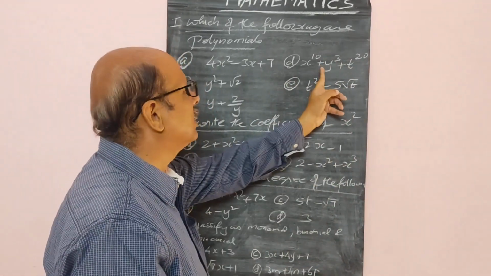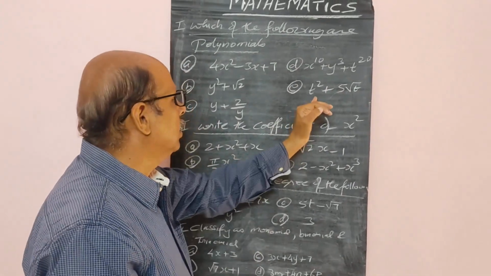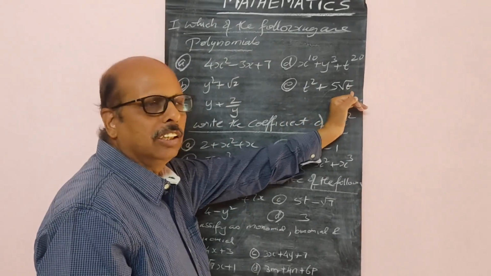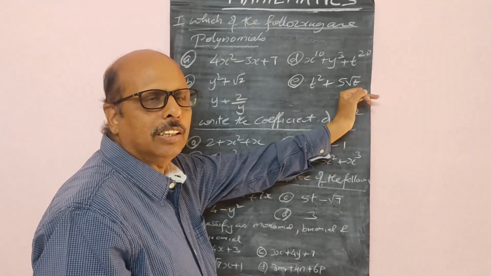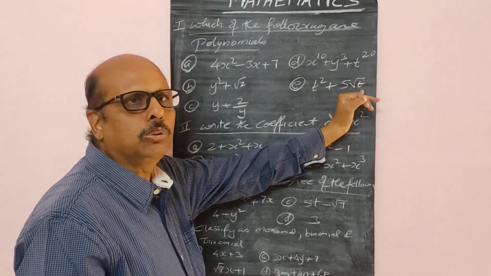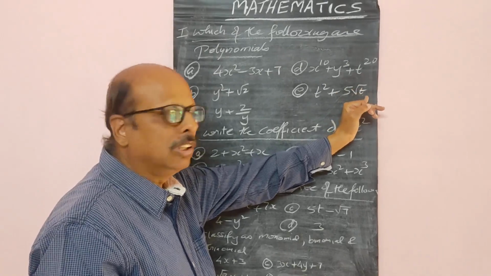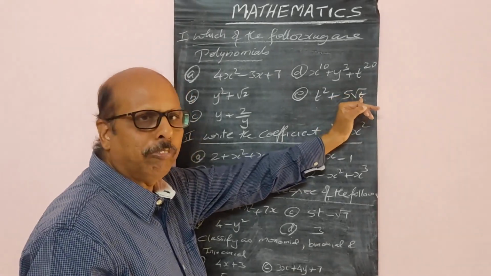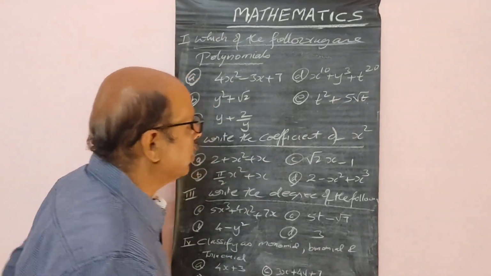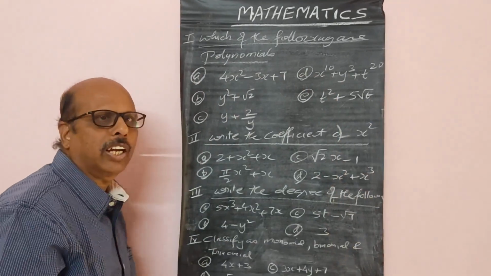Therefore, it is a polynomial. It's a polynomial in 3 variables. Now see this: t square plus 5 root t. t is inside the root sign, so the power of this variable is 1 by 2, the square root. Therefore its power is a fraction. It is not a polynomial. So I think now you have an idea how to decide. This will be the type of MCQs you can get.